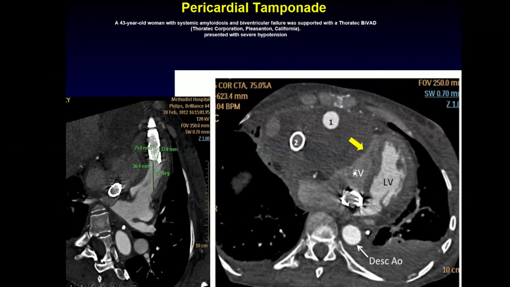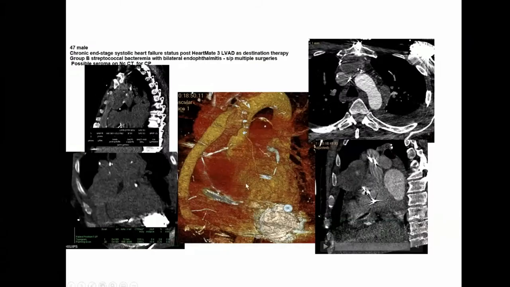And last, I want to show you a very interesting case that we just saw last month. A 47-year-old gentleman who, unfortunately, has a recurrent infection on HeartMate 3, including infection in the eye, multiple surgeries, and has come in actually with chest pain after, I think, a defibrillator change. So, right-sided chest pain, really difficult to control. So a decision was made to do a chest CT.